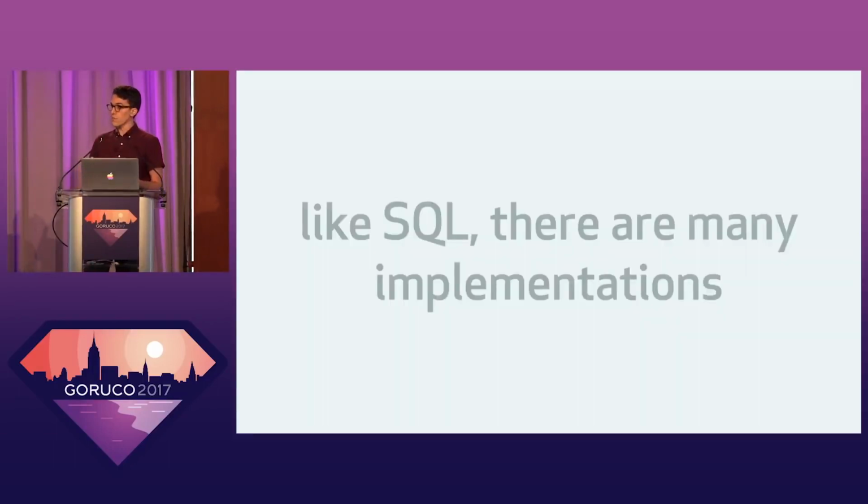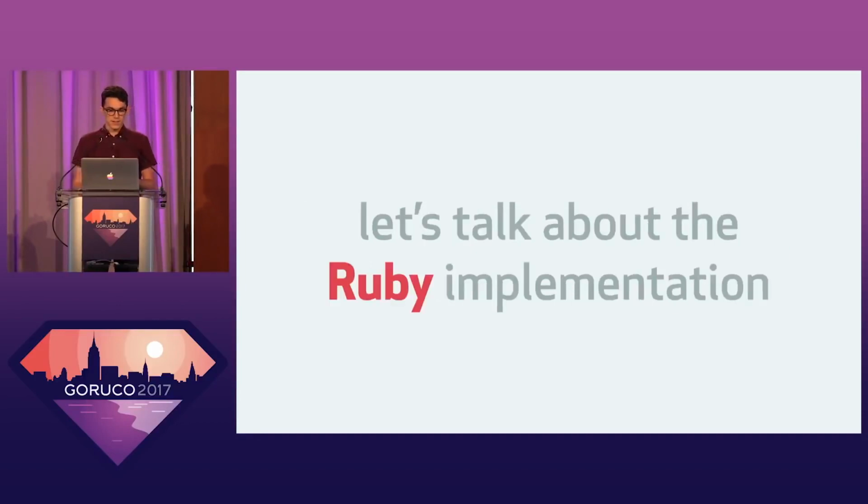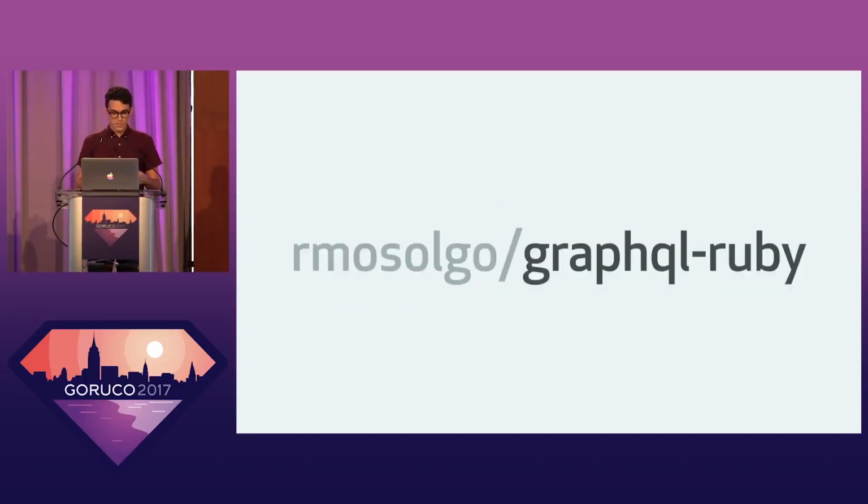And like SQL, there are many different implementations. Today I want to talk about the Ruby one because this particular application is a Rails app and this is GoRuCo. So the de facto gem for GraphQL is aptly named GraphQL Ruby. It's created by Rob Mosolgo, and it allows us to define our GraphQL schemas in Ruby.